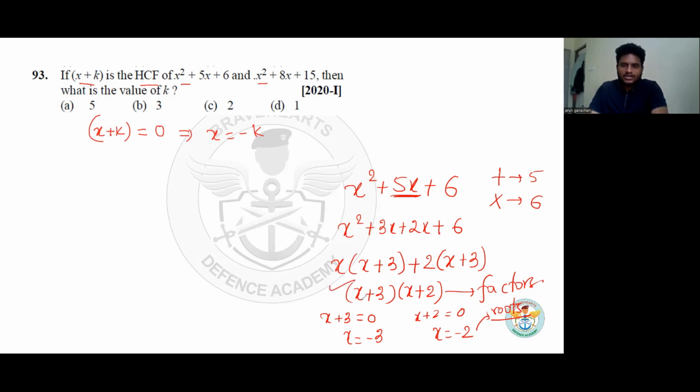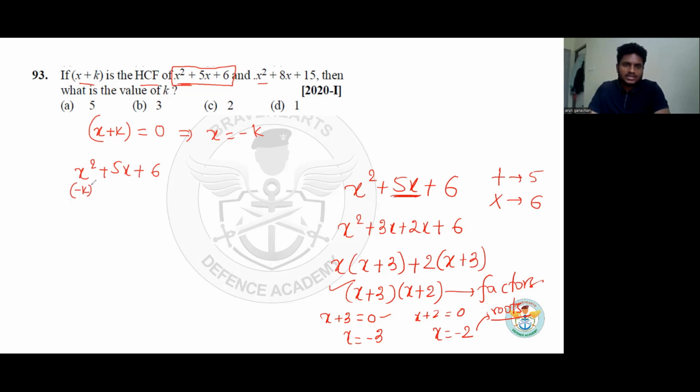x plus k is equal to 0, as we have done here. What have we done here? x plus 3, x plus 2 are the factors. x plus 3 is equal to 0. We have equated to 0. Similarly, I have equated x plus k equal to 0. Now x equals minus k. x equals minus k is the root of this equation. That means if I substitute x equal to minus k in this equation, I should get 0. Getting this?